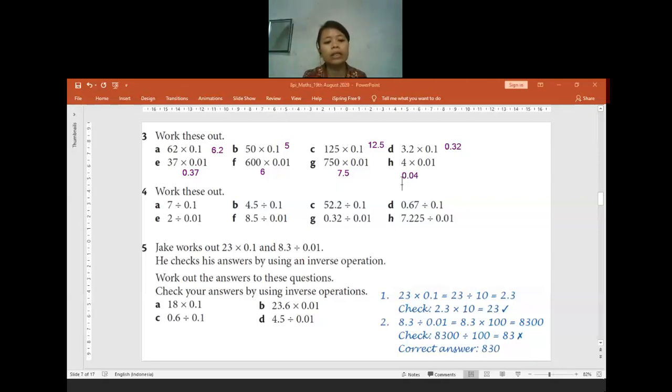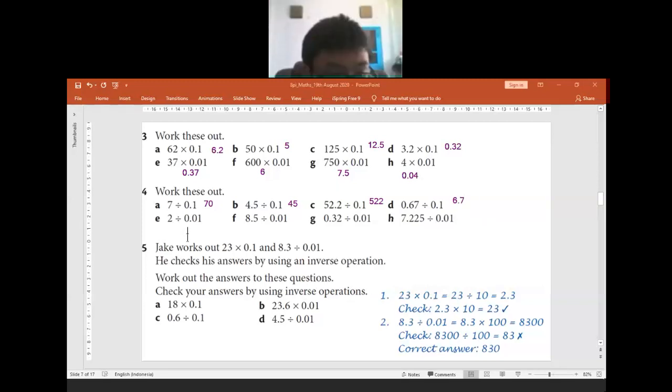Work out this number: 7 divided by 0.1. Dividing the number by 0.1 means we multiply the number by 10. So it will be 70. And then for question B, how many will it be? 45. Okay, thank you. For question C, okay, 522. Good job. And then for question D, how many will it be? It will be 6.7. Okay. For question E, okay, correct, 200.